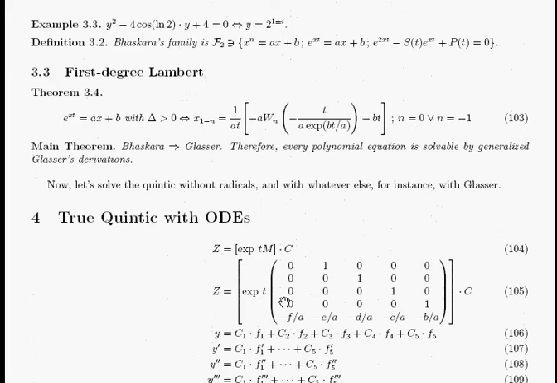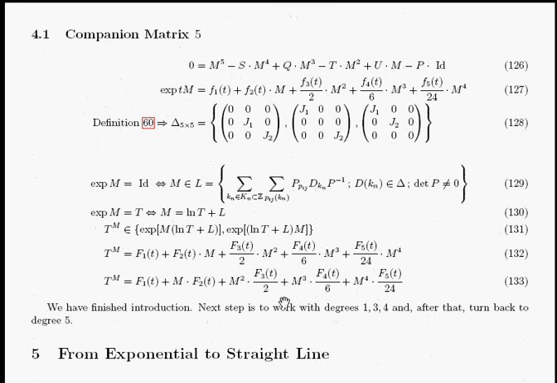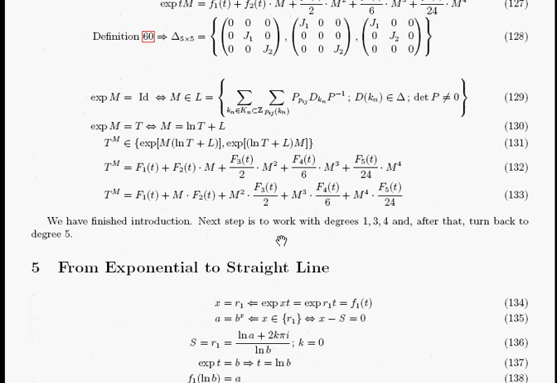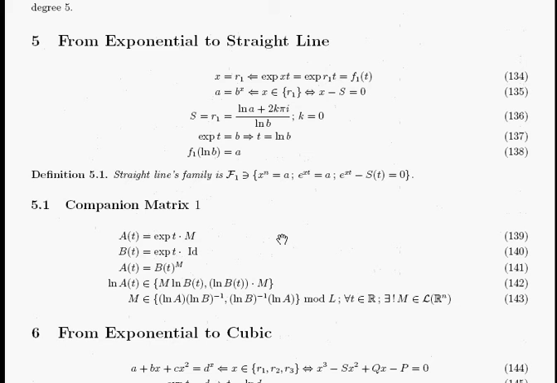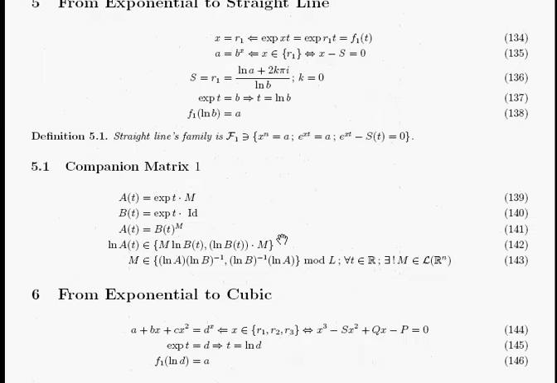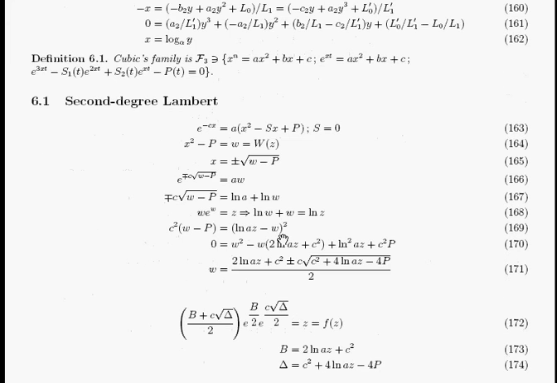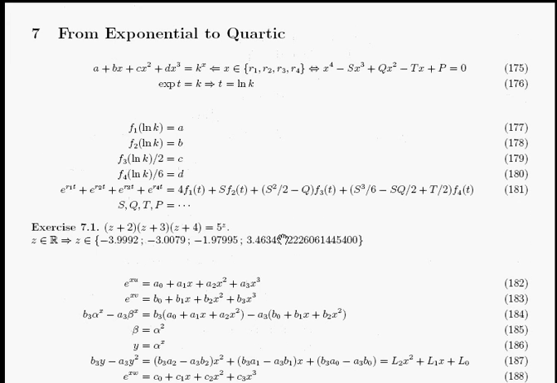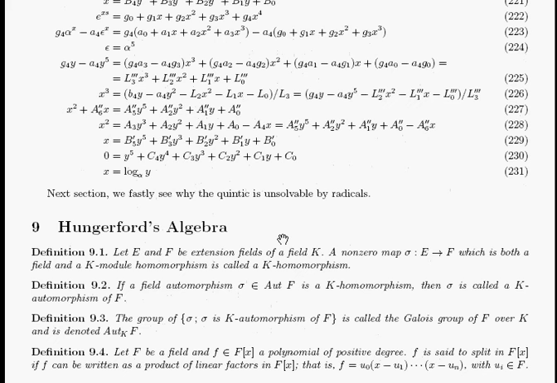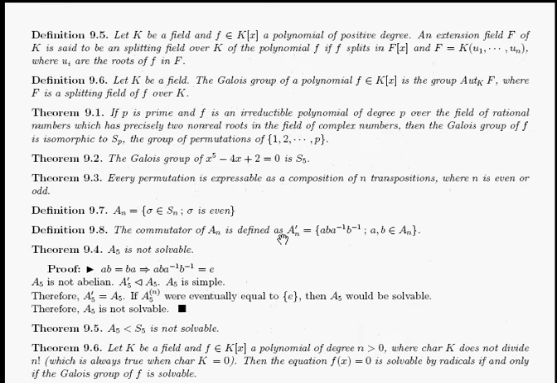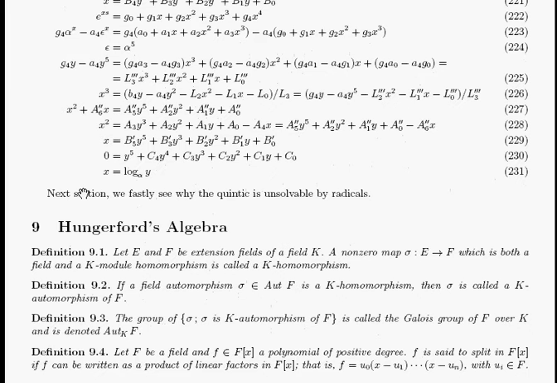Now we go to quintics. Now we go to straight line. Degree 1, companion matrix 1 and 2. Degree 3. Degree 4. Degree 5. Hungerford fastly shows us why the quintic is unsolvable by radicals.